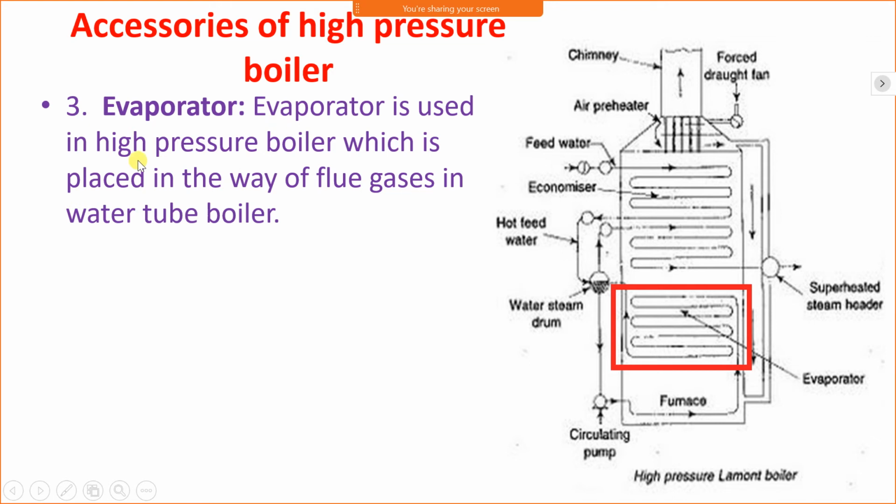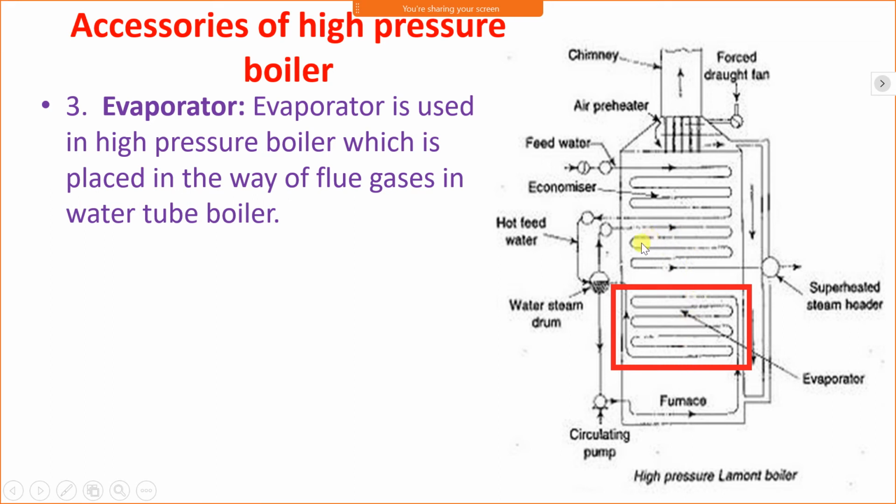The evaporator is used in a high pressure boiler and is placed in the way of flue gases in the water tube boiler. Look at here, there is a furnace. In the furnace, flue gases move in the upward direction. First they pass through the evaporator, then the superheater, then the economizer. The arrangement can be different. Here the flue gas first passes through the evaporator, then the superheater. It may be that the superheater is placed before the evaporator sometimes.